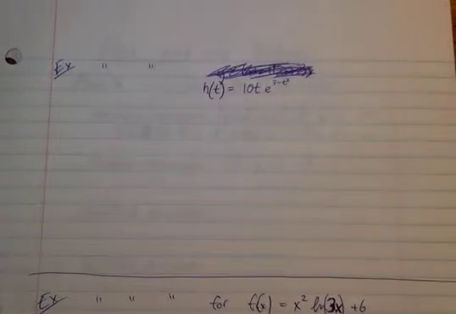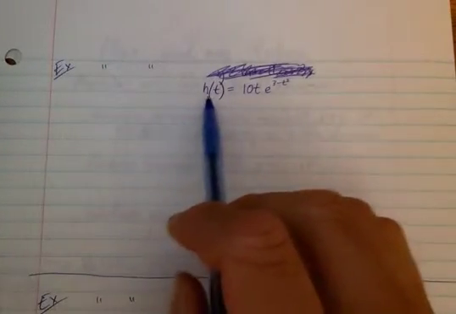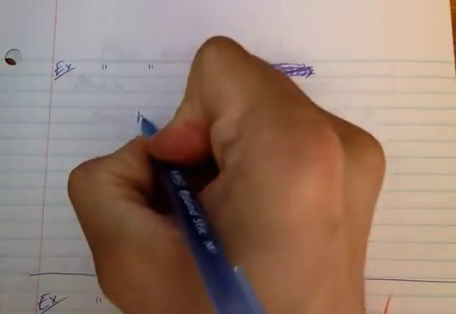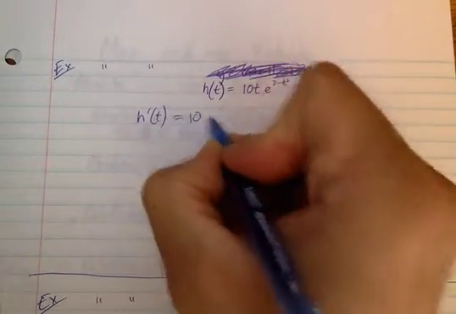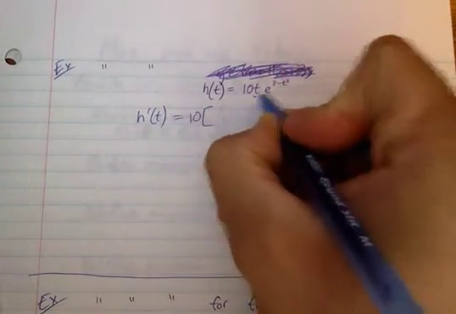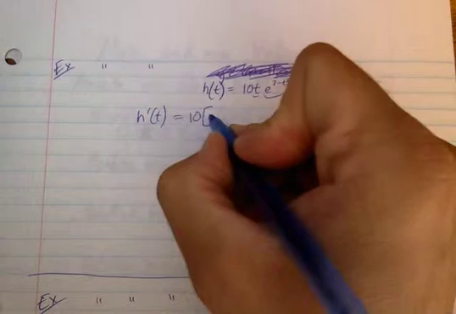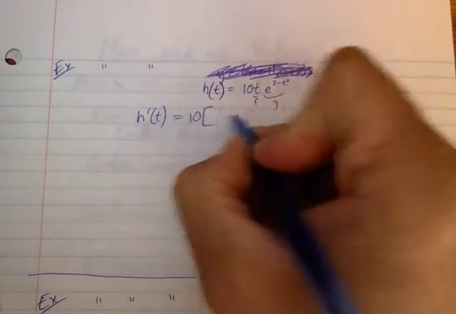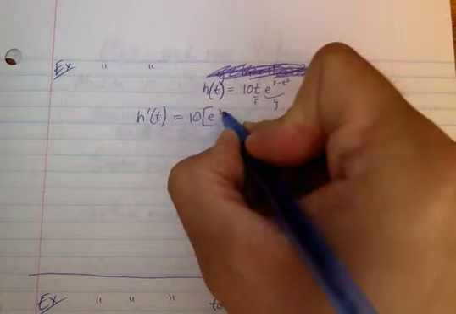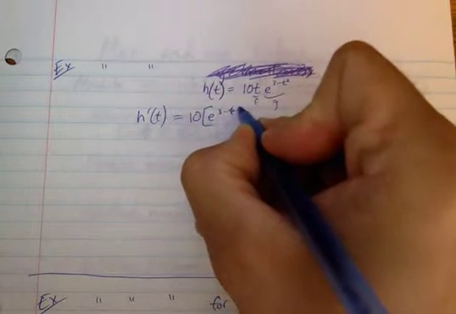Let's do it for this one. Find critical points for h of t equals that. Well, this one shouldn't be too bad. H prime of t is equal to, we've got 10 out front, and we got our product rule. Derivative of f is just 1, then we got e to the 3 minus t squared.